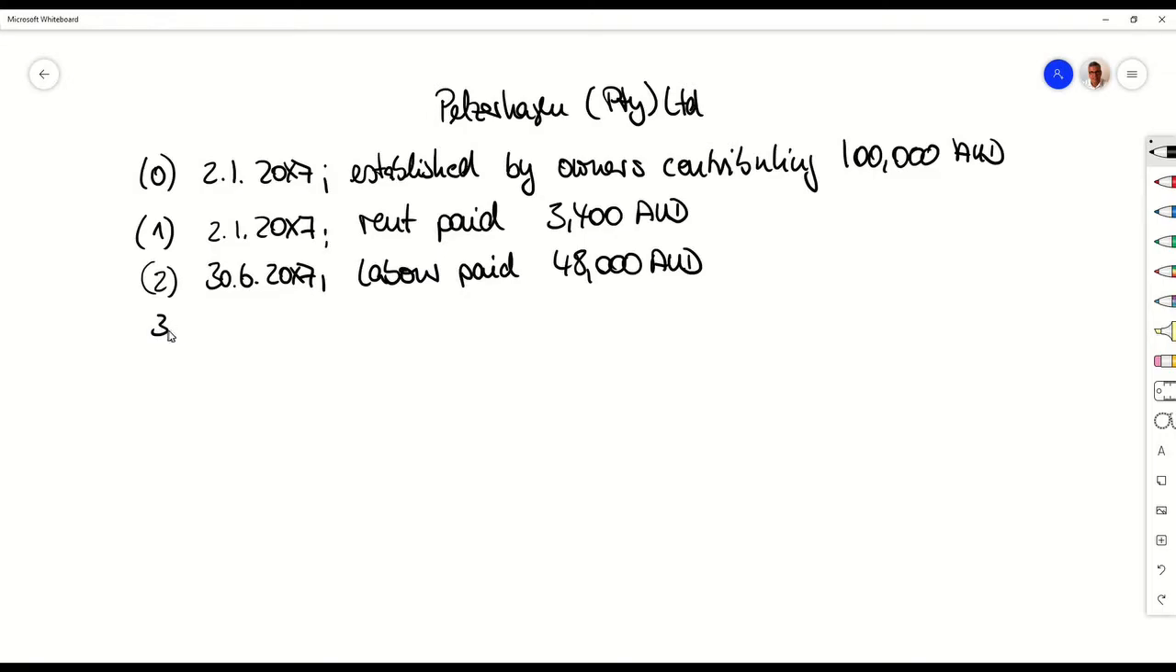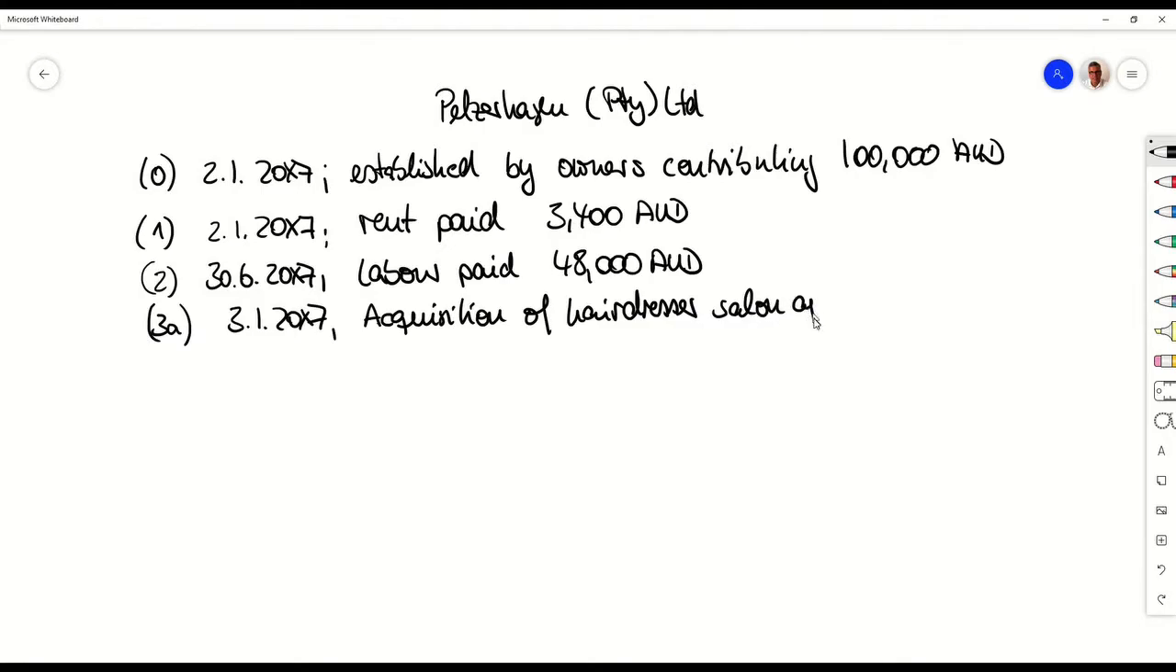Bookkeeping entry number 3 actually is split up into 2 parts. The first one is the acquisition of the saloon appliances. That will take place on the 3rd of January in 2007. Acquisition of hairdresser saloon appliances. So that would be like a hairdryer, a straightener, the shears and so on. And the amount here will be $50,000.